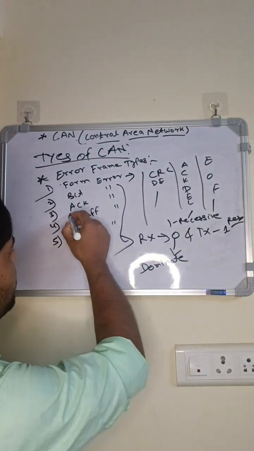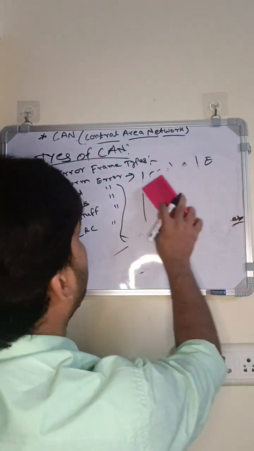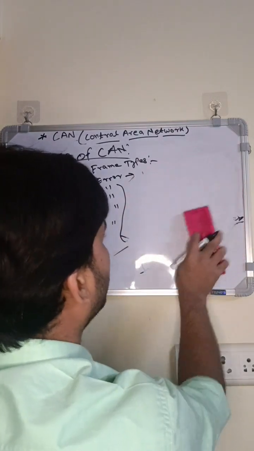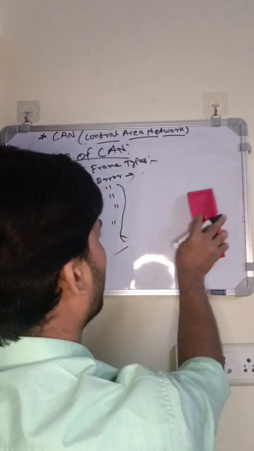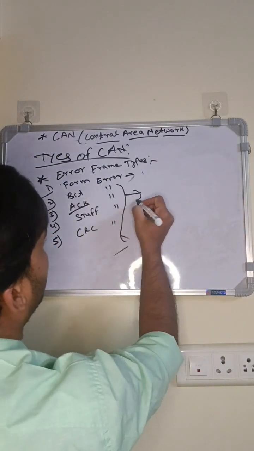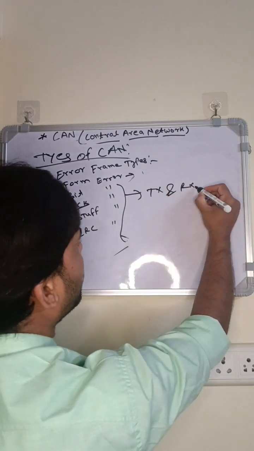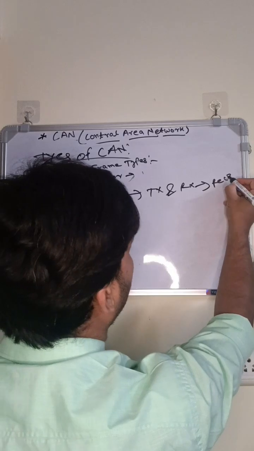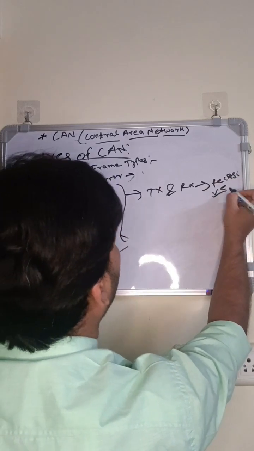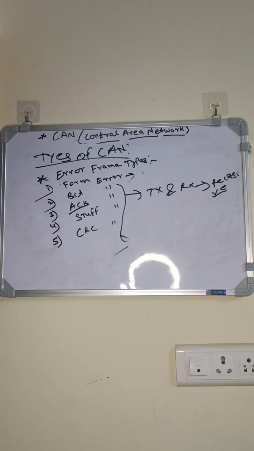Next is the acknowledgement error. In the acknowledgement error, in the ACK slot both should be recessive, whether it is RX or TX. It does not matter, both should be recessive. In TX and RX, both should be recessive. That is known as the acknowledgement error.